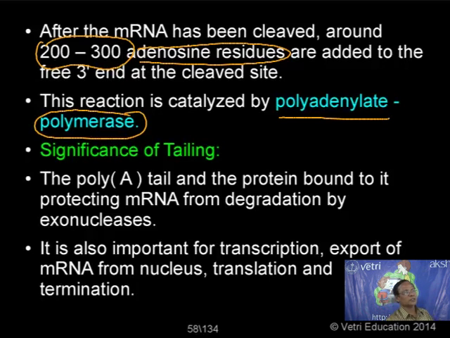So the tailing process is very important in protecting the mRNA, the newly formed mRNA, as soon as it has been transcribed and spliced. That is brought about by this tailing process, protecting the mRNA from the action of exonucleases. Not only that, it is also responsible for termination, translation, transcription, and also the transport and export of the mRNA through the nuclear pores.